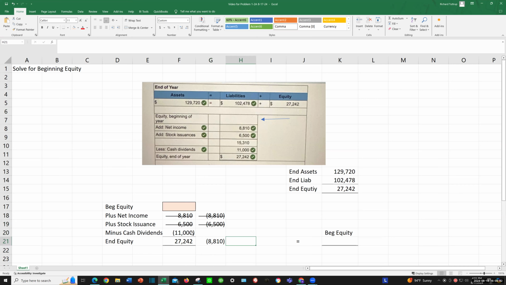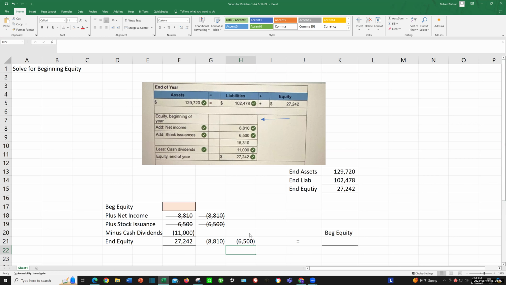Now, if we do it on this side of the equation, we have to do it on this side of the equation. Remember, this is like the equal sign. This is one side of the equation. There's the equal sign. This is the other side of the equation. So we need to do 6,500 here, a minus 6,500.